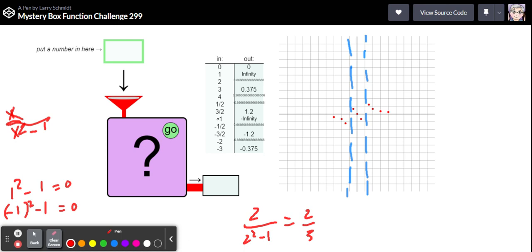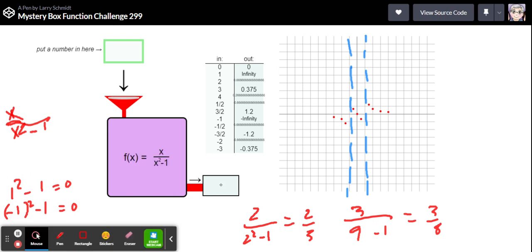What if we put in a 3? So 3 over 3 squared is 9 minus 1. That'd be 3/8. And we've got that 3.75. That is 3/8. Okay, I think we've actually got this. I'm going to go ahead and reveal this and then graph it and see what we've got. So let's take a look. Yeah, x over x squared minus 1, and let's graph this.